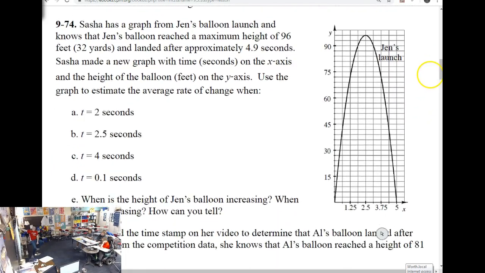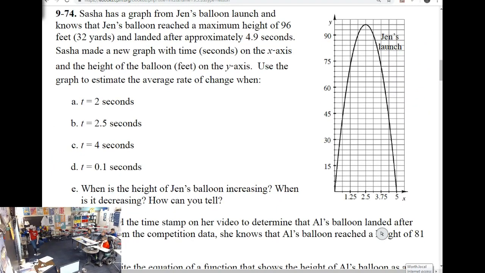So here's Jen, let's move on to Jen. Sasha graphed Jen's launch, and you have it here on your paper. So instead of having a data table, we follow with a camera, and we graph the launch. What we do know is it landed approximately after 4.9 seconds, which is pretty accurate for being approximate. Max height was 96 feet. You might throw that label on your graph so you know what it is accurately.